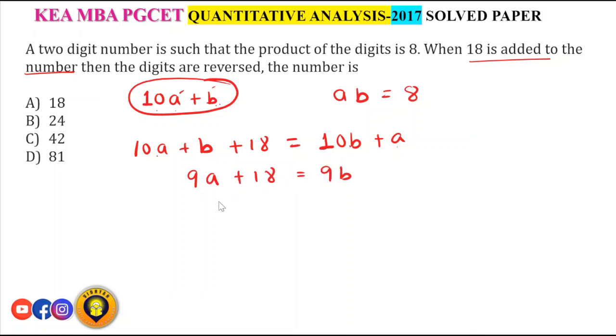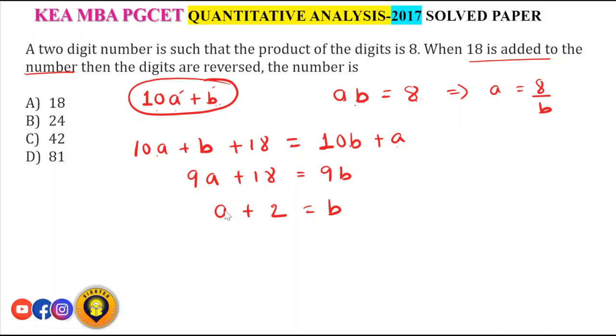Now 9 is common, you can cancel this 9, then it will become A plus 2 is equal to B. Now AB is equal to 8, right? So therefore, what is A equal to? A is equal to 8 upon B.